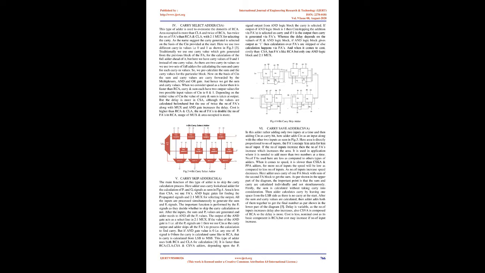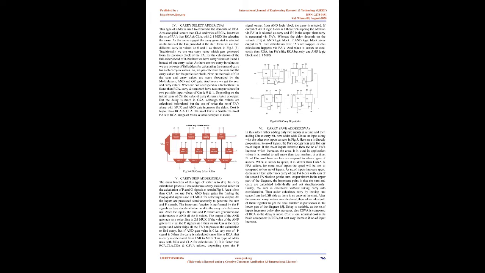4. Carry select adder, CSA. This type of adder is used to overcome the demerits of RCA. Area occupied is more than CLA and twice that of RCA. It has twice the number of FAs than RCA and CLA, with 2:1 mux for selecting the carry.